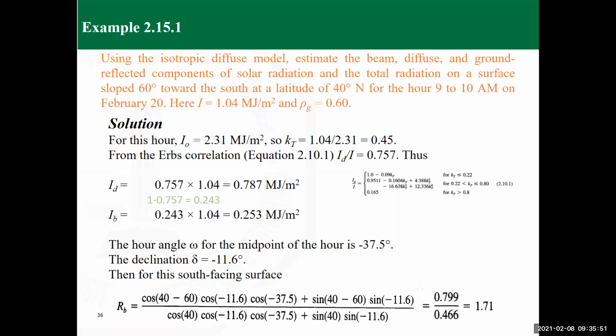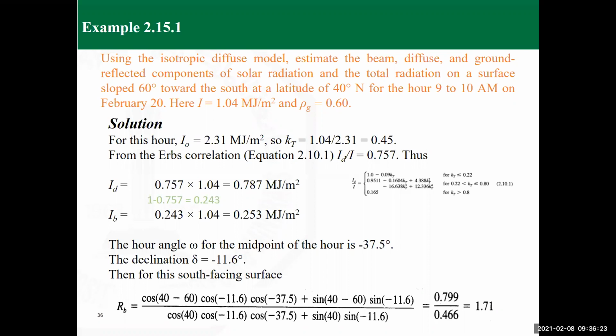So this is phi, for the hour 9 to 10. Here we are considering 9.5 or 9:30, which is 2.5 hours before noon, on February 20. So small n here is 31 for January plus 20, which is 51. Small n is 51. Here I is equal to 1.04 megajoule per meter square, and the ground reflectivity, rho G, is 0.6.